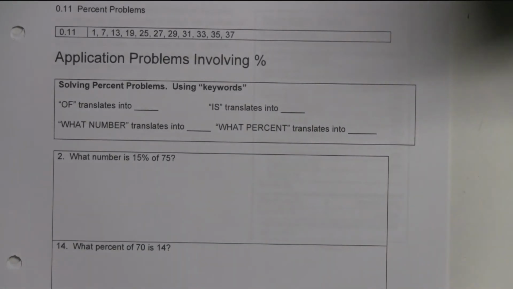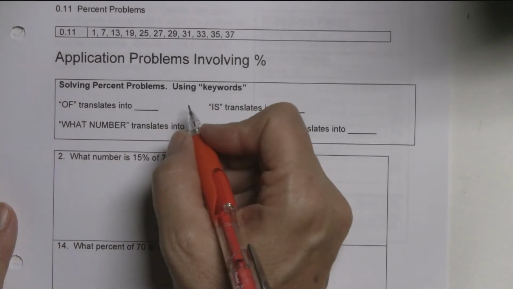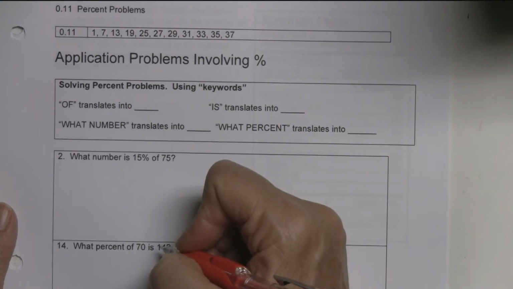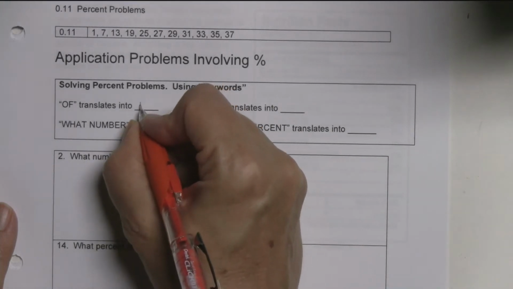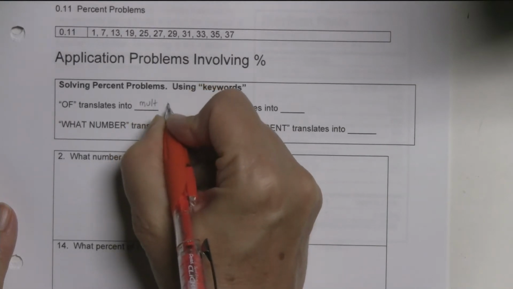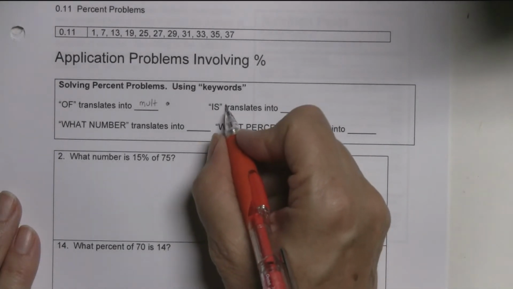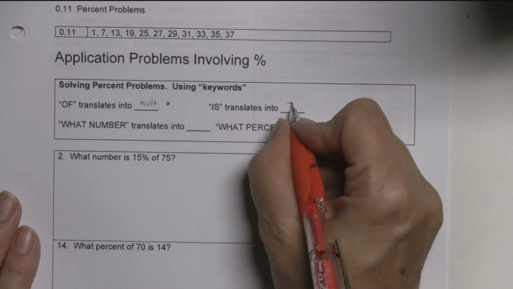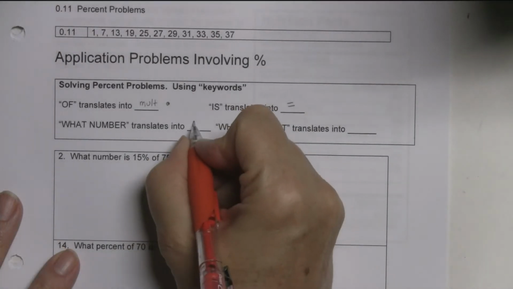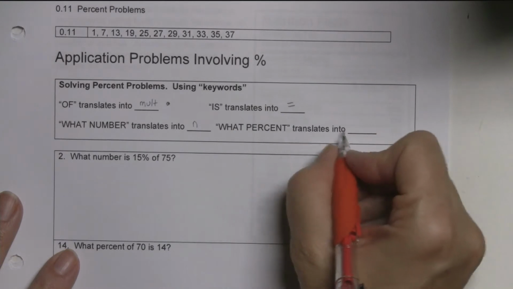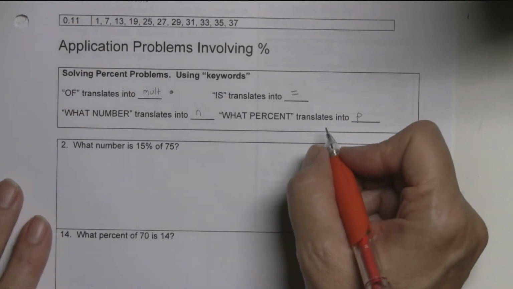They tell you in your book that you can translate using keywords, and they have a lot of keyword problems here. The word "of," they say, translates into multiply. And the word "is" translates into equals. And when they say "what number," you should put in N. And when they say "what percent," I put P. And that reminds me to convert it into a percent.